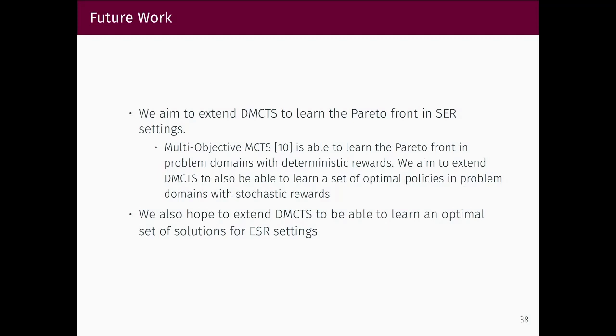We also hope that we can extend DMCTS to be able to learn an optimal set of solutions in ESR settings. So hopefully we can create some sort of a hybrid algorithm that can do multi-objective for both SER and ESR with minor changes to the algorithm. That's the hope. Again, we know that multi-objective MCTS exists, but it's limited to deterministic rewards and deterministic settings. So we aim to extend from there. Hopefully, as I said, we'll have some sort of a hybrid algorithm that can do both with very minor changes to the algorithm.